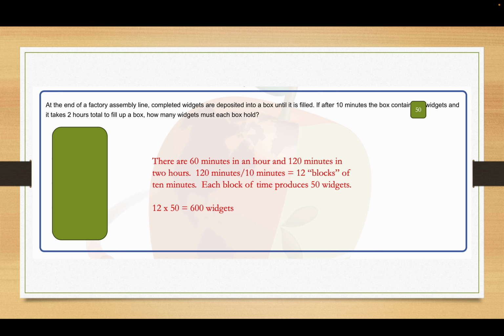Okay, so there are 60 minutes in an hour and 120 minutes in 2 hours. This problem is expressed in terms of 10-minute blocks. So if I divide 120 minutes by 10 minutes, I get 12 of these blocks of 10 minutes each. And each one of these blocks makes 50 widgets. So 12 times 50 is 600 widgets is what would be made.